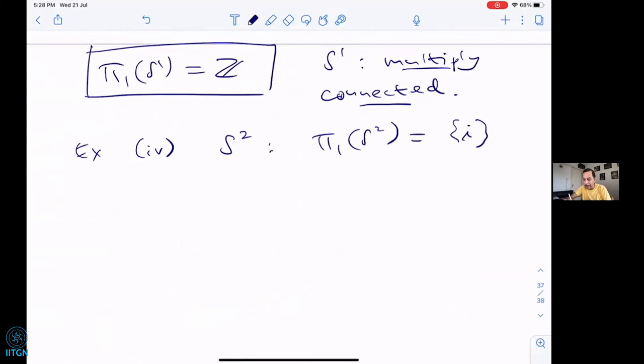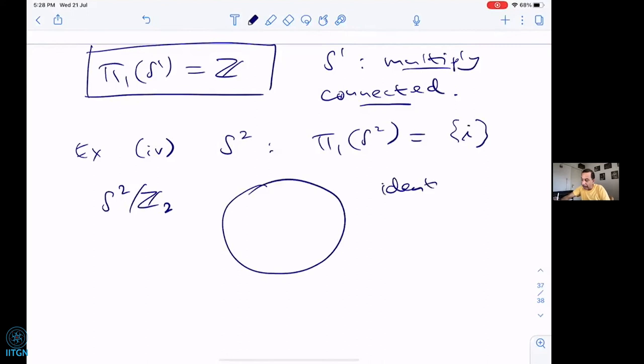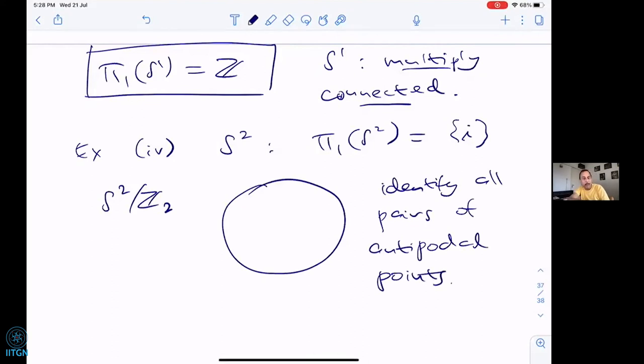But there's a more interesting space called S2 mod Z2. And what is this space? I manufacture it by taking a sphere and I identify all pairs of antipodal points. This mod or quotient says that I take the space, but then I declare that every pair of points which is opposite on the sphere is the same point. Okay. There's a nice way to picture that, by the way, and this leads to something called projective space.